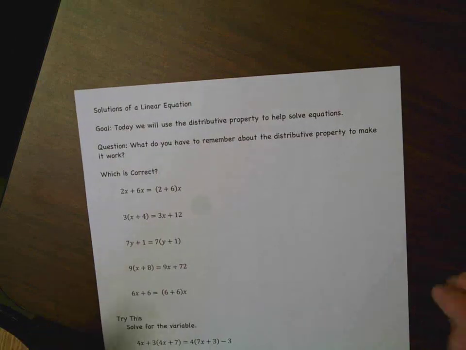The question that I want you to be thinking about is, what do you have to remember about the distributive property to make it work? The thing that usually trips up every kid working with the distributive property is they forget that there are two terms inside the quantity. And the other thing you have to remember is that inside the quantity, it is not multiplication, it is always adding or subtracting in order for it to be a true distributive property.